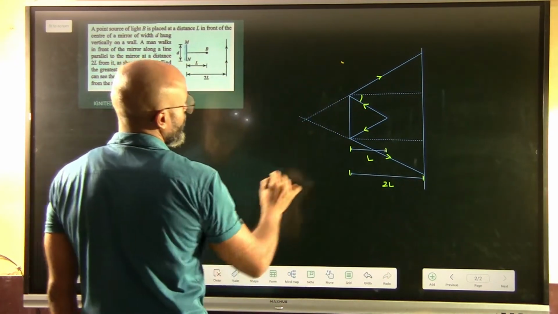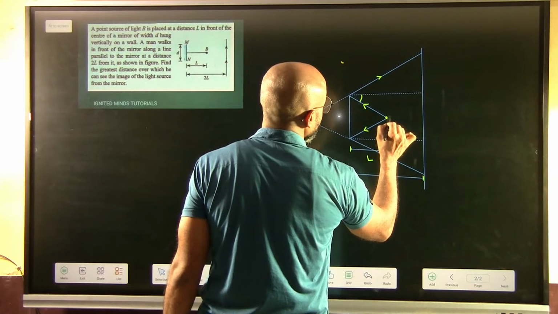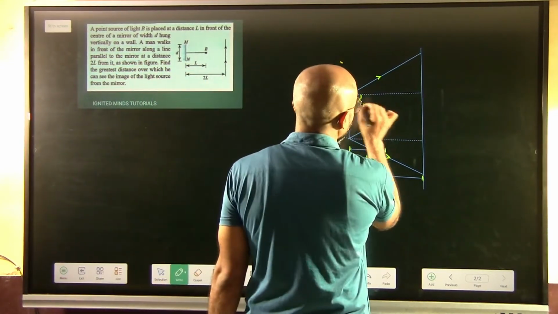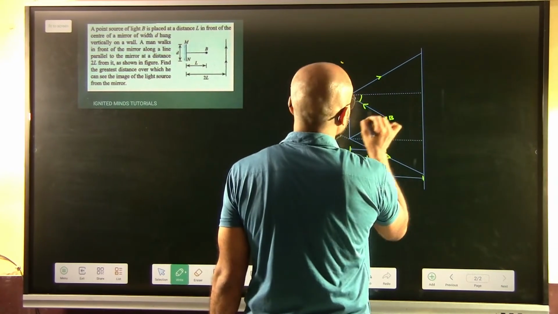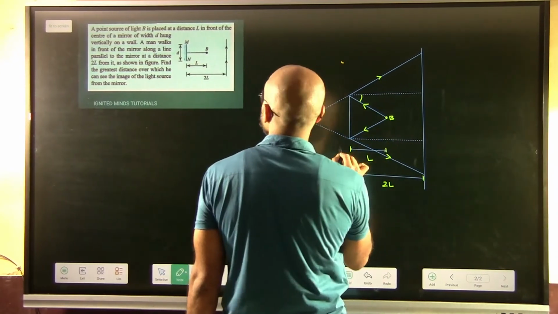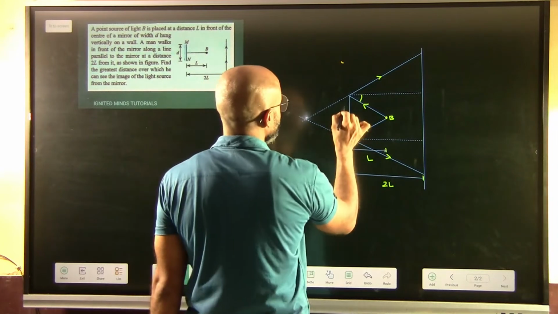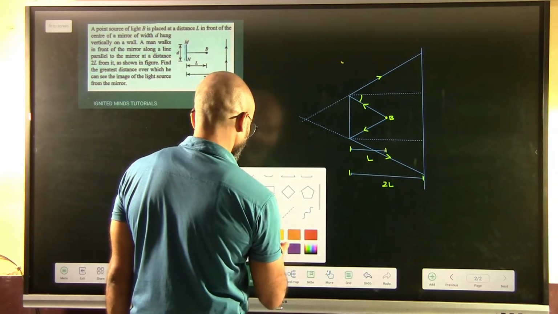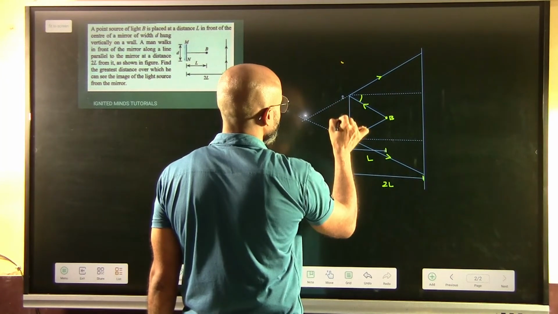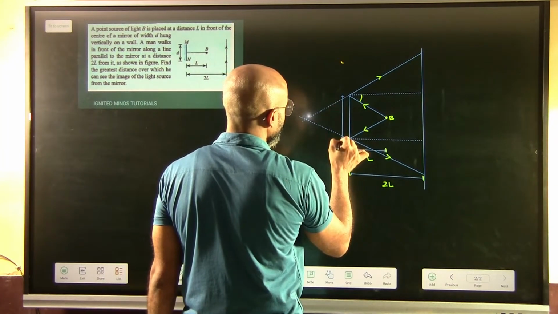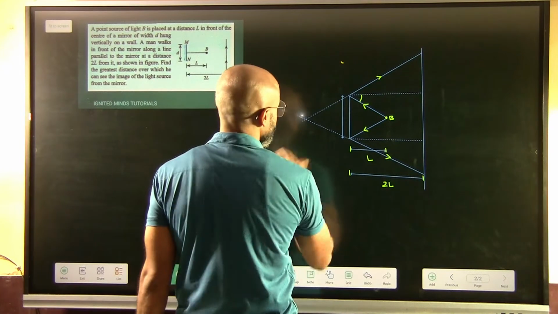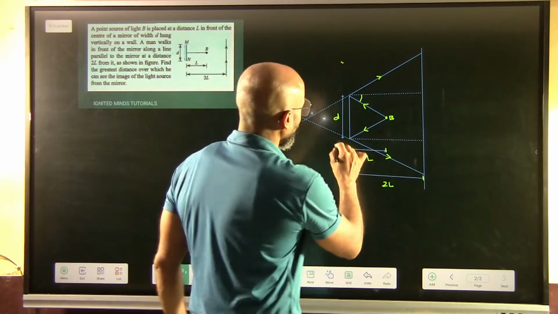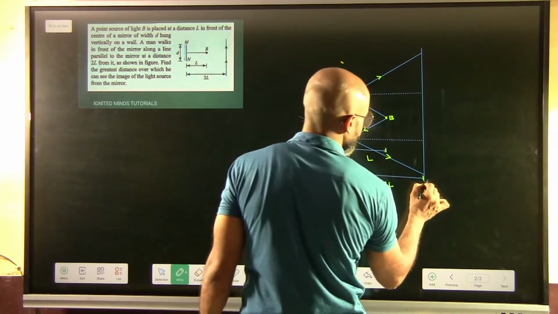Let's quickly name this. We all know that this is the light source B, and this is, let's say, the normal. Obviously this will be the normal here. We also know that this distance happens to be D. So we have this distance as D.